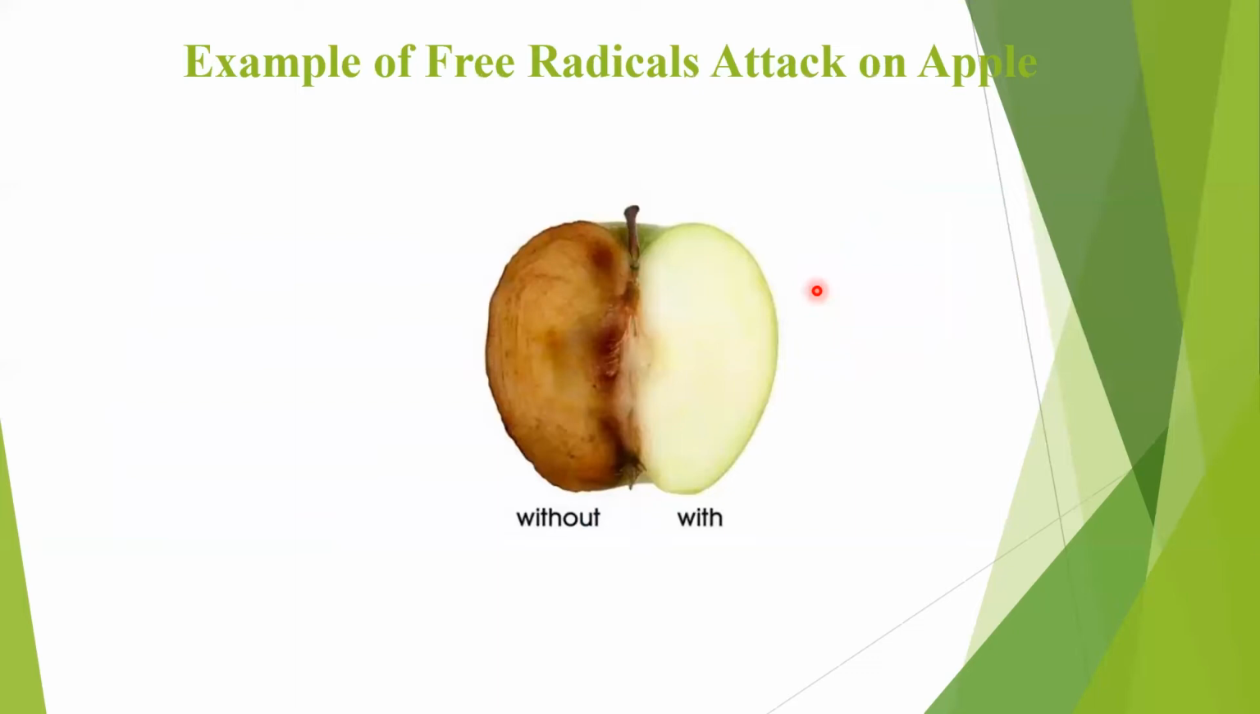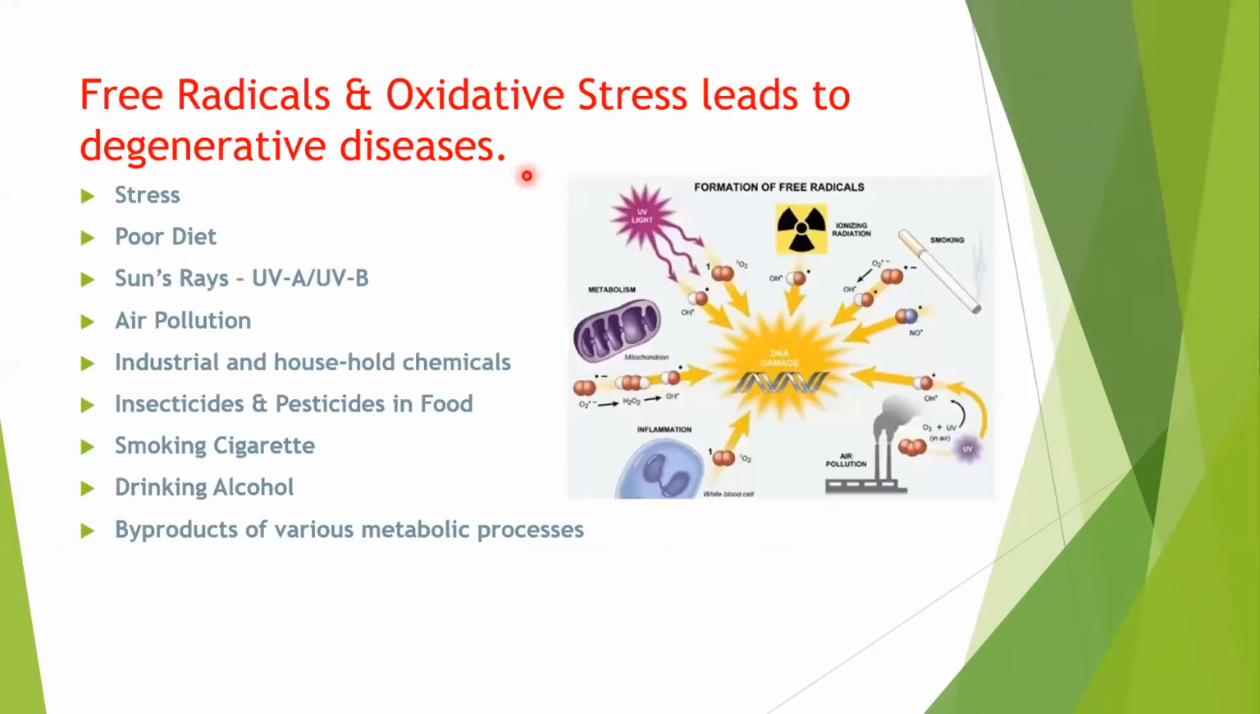And one of the easiest examples I can give you is an apple. You might have seen that, you cut an apple and sometimes it turns brown. As you can see in this picture, how damaged it looks. And similar damage is done by free radicals inside our body also. So what are the causes of free radicals? Free radicals are caused by excessive stress, poor diet. What is poor diet is what I'm going to share a little bit in detail today. Poor diet is one of the biggest causes of free radicals.